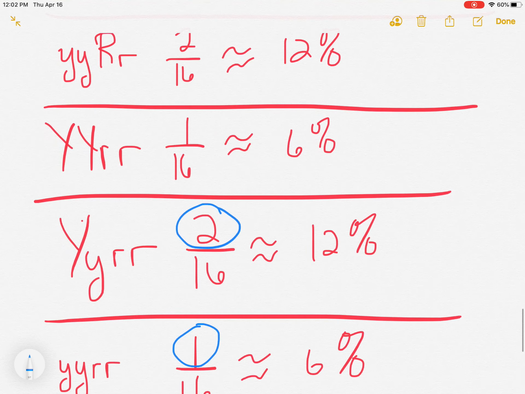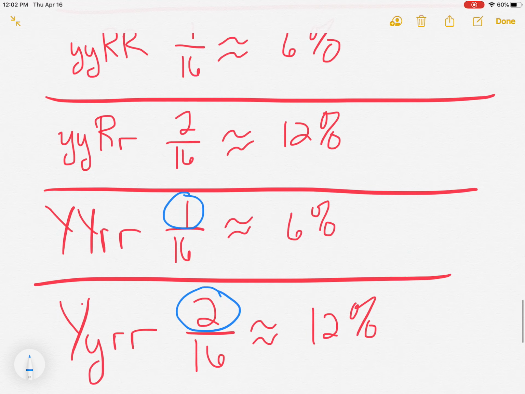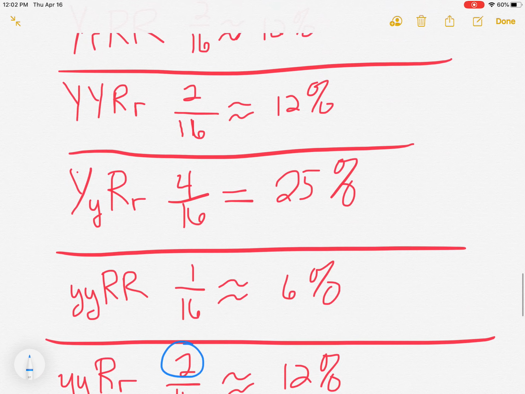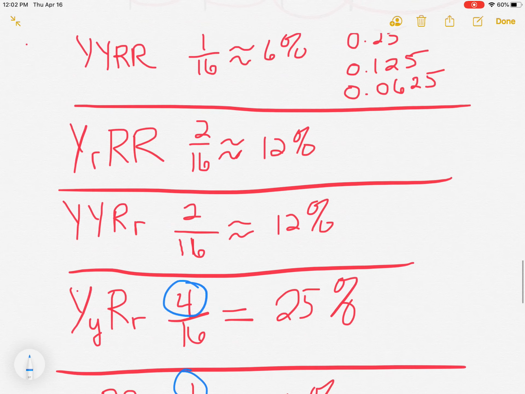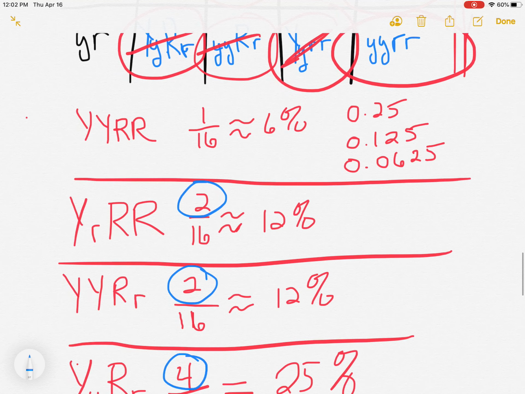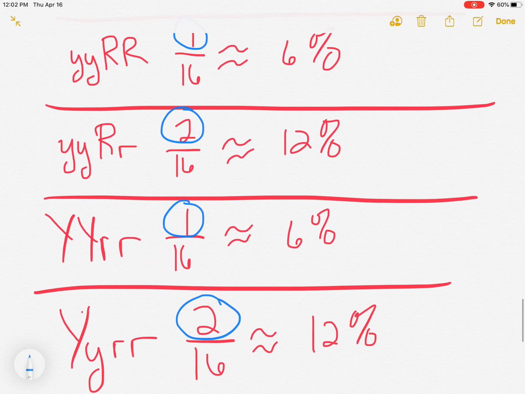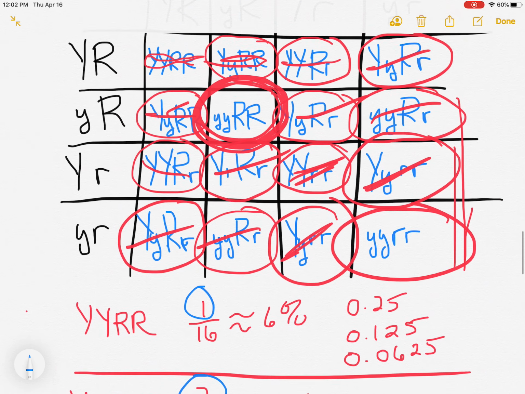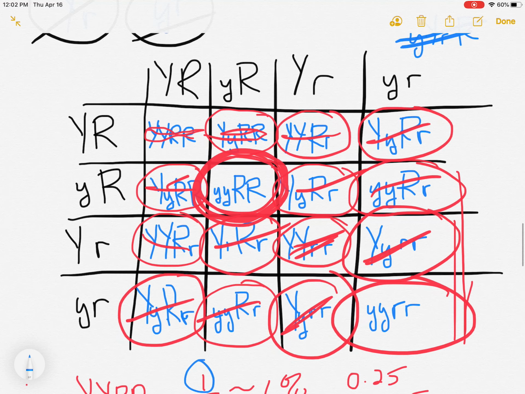Now, we can make sure we did this right. If we count up 1 and 2, that's 3, plus 1 is 4, plus 2, that makes 6, plus another one makes 7, plus 4 makes 11, plus 2 makes 13, plus 2 makes 15, and 1 makes 16. Obviously we have all the boxes. We have to make sure we're 16 for 16. So you can double check your fractions and make sure they come out even.